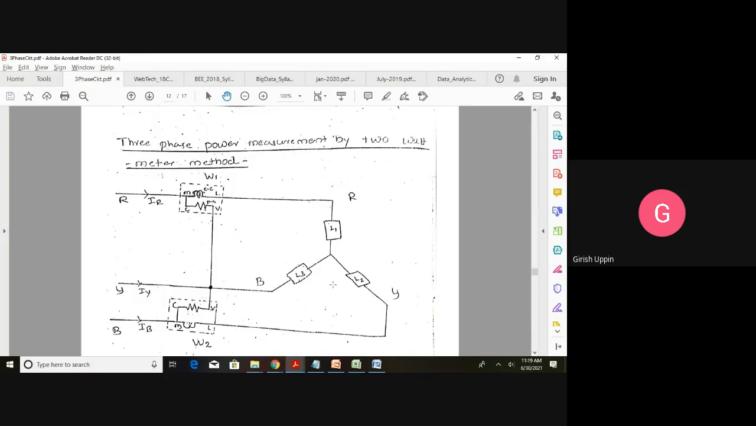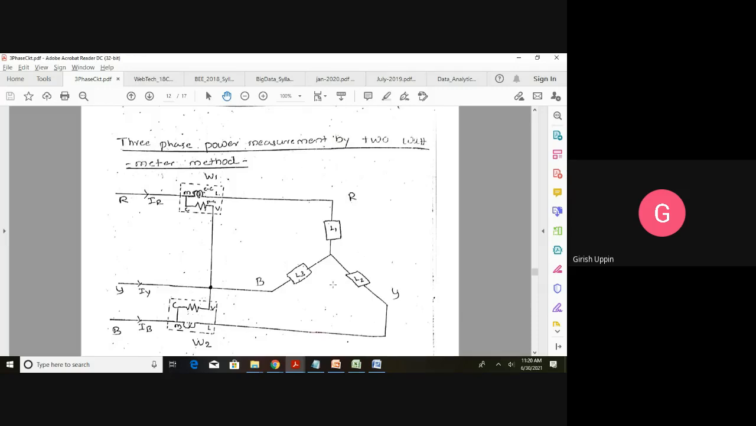Now, I told you how we measure the power. We can use the wattmeter to measure the power. Using 1 wattmeter, we can measure the power consumed in a single phase circuit. Suppose we have a three-phase power measurement requirement. Suppose we have to measure the three phase power.